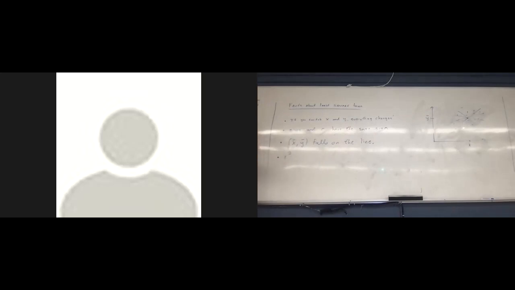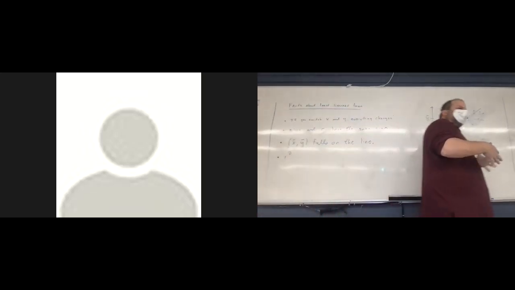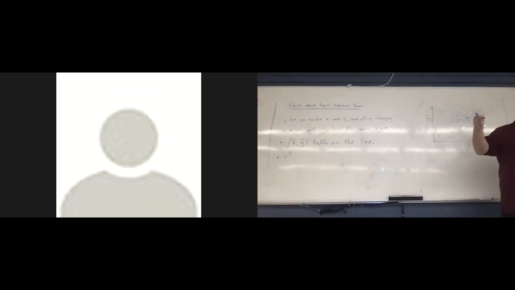R itself has to be between what two numbers? This is back from chapter 4. What two numbers must R be between? -1 and 1. 1 is perfect linear correlation positively. -1 is perfect linear correlation negatively.